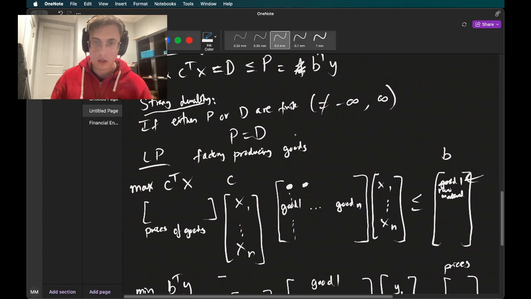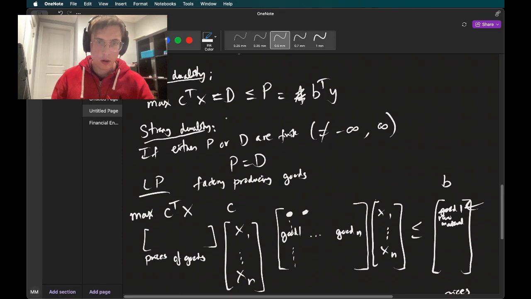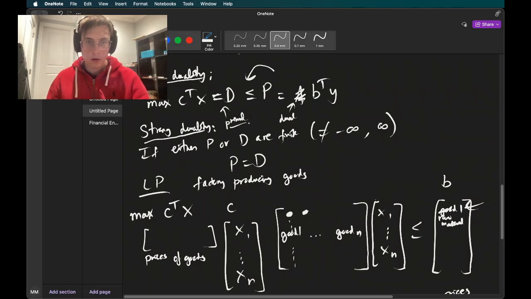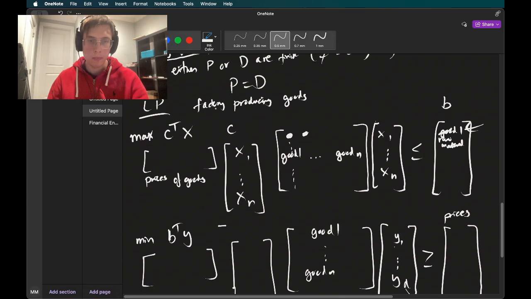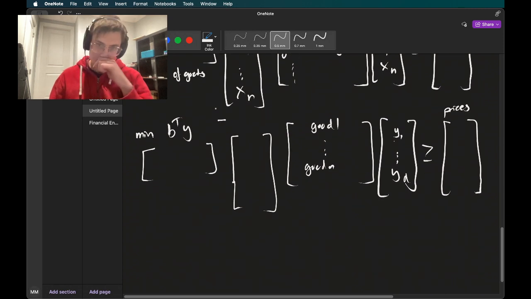And by the way, I should mention that the dual of the dual is the primal. If we call the first problem the primal, then this is called the dual linear program, and then the dual of the dual is the primal. You can show that if you do the exact same process, you end up with the original linear program. Okay, so let's go back to this example.